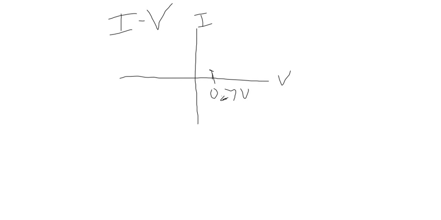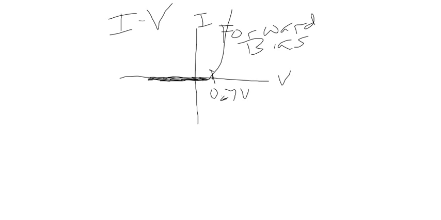So if I have less than 7/10 of a volt, or if my voltage is reversed, I'm going to have basically zero current. And then right about the time I hit that 7/10 of a volt, it will take off. It really should be a steeper curve than that. It's pretty well going to lock in at 7/10 of a volt. This is what we call forward bias. This is what we call reverse.